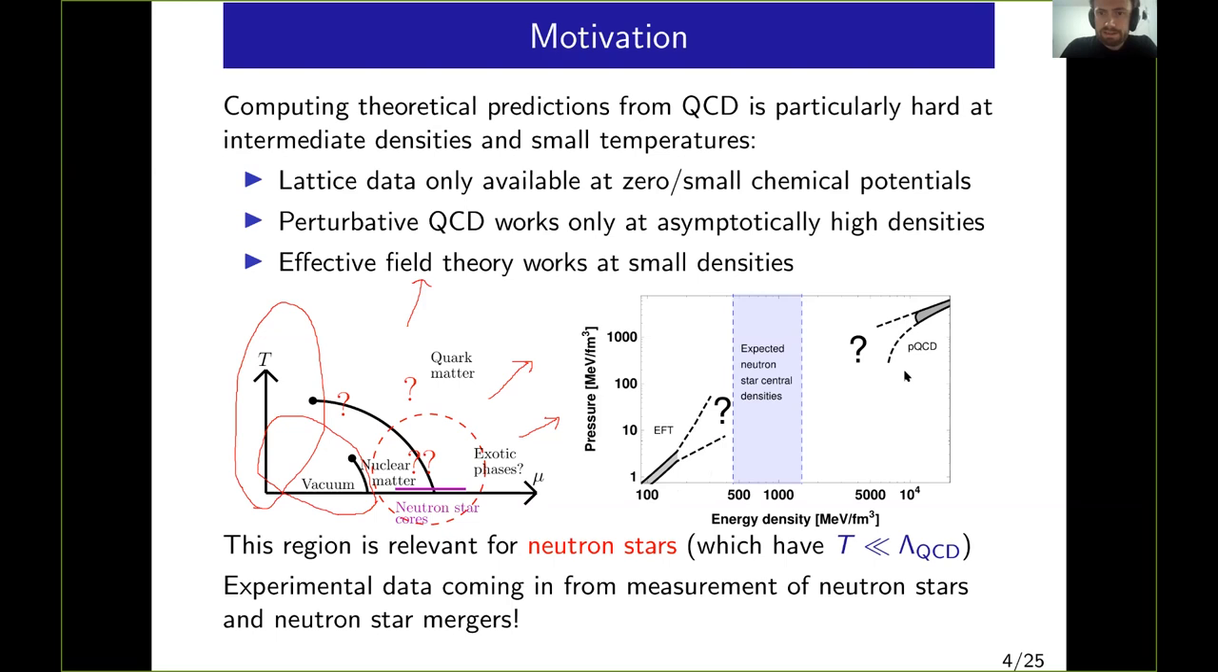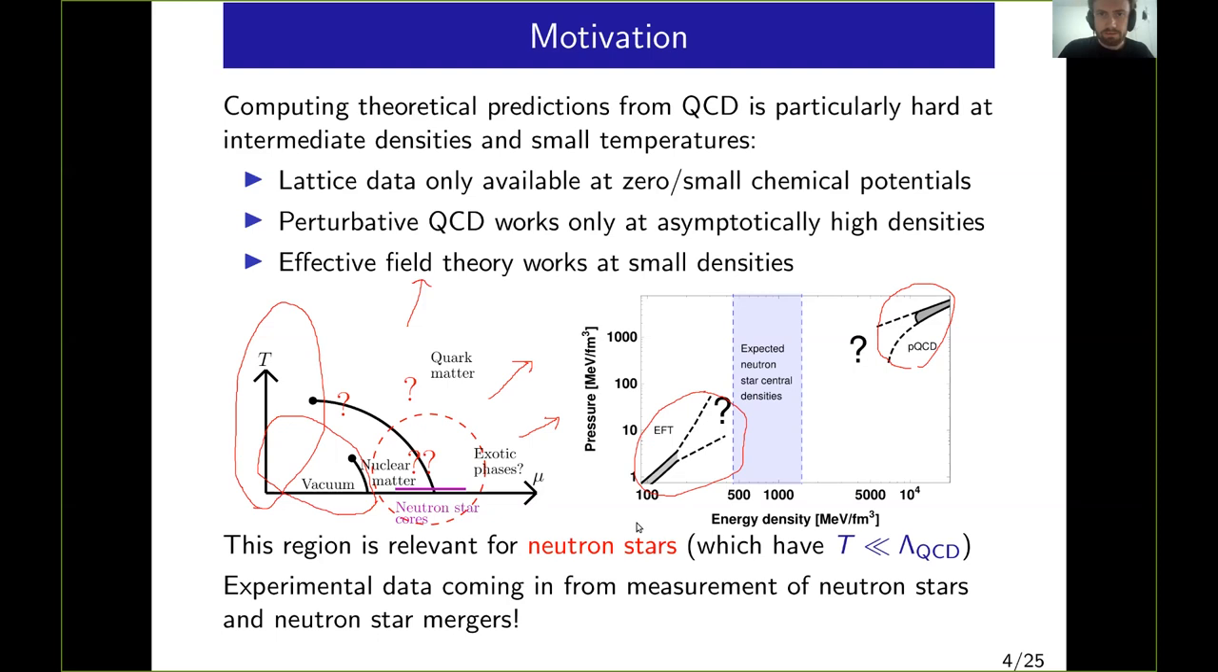In this plot, on the left-hand side, you see what is known based on effective field theory at low densities, and at very high densities, there is some knowledge from perturbative QCD. But in the middle, there is a large gap where theoretical predictions are essentially missing. And in this gap is where the central densities of massive neutron stars are expected to lie. It's important to improve the theoretical predictions in this region because there is lots of data from experiments related to neutron stars coming in the near future. I will discuss this data now in a little more detail.